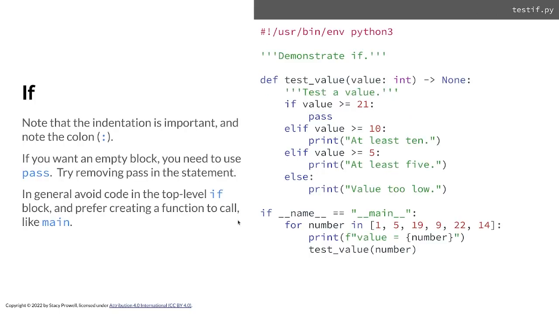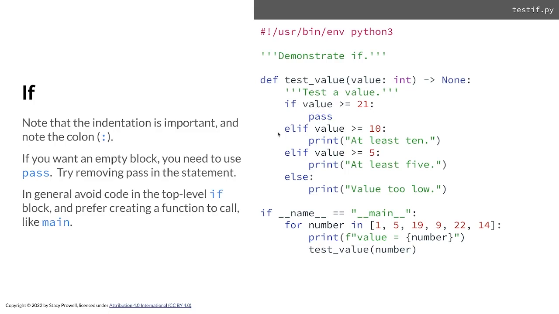If statements are pretty simple. Here's an if statement. If value is greater than or equal to 21, pass. Pass is basically a placeholder in Python. It allows you to have a non-empty block that's indented. So if the value is greater than or equal to 21, don't do anything.